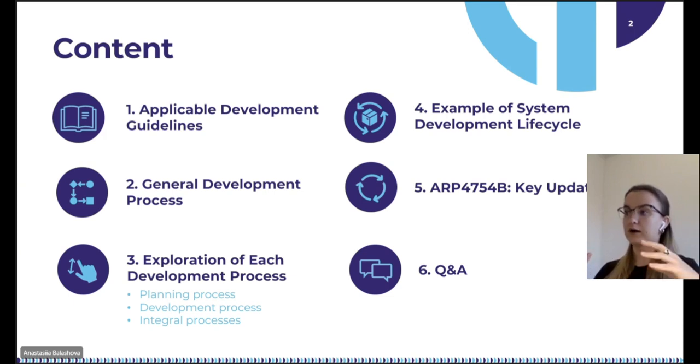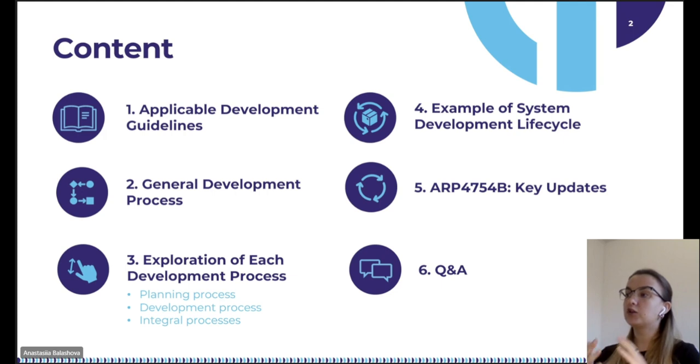So we will have several parts. We will discuss the applicable development guidelines and why we use ARP4754A. We will look at the general development process. Then we will move on to the longest part and discuss each process and its output separately. Then I will provide an example of typical system development process in the form of sequential stages. I'm sure most of our audience knows that a new version has been released, and we will have a few minutes to discuss the main differences between version B and A. And we will wrap up our webinar with a short Q&A session.